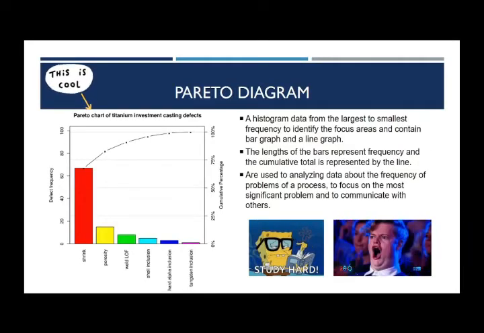And next we have the Pareto diagram. The Pareto diagram was introduced by Juran. So who is Juran? You need to find out on yourself.